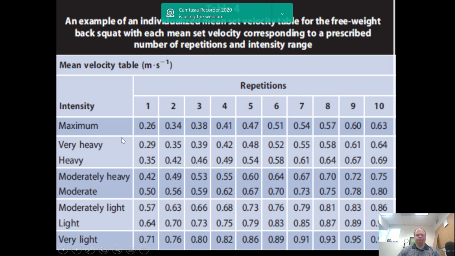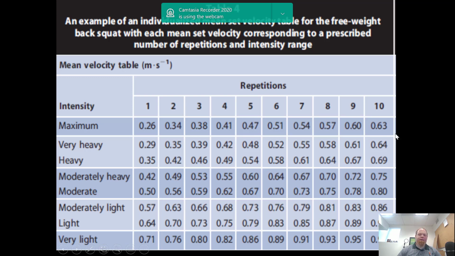Now, again, this is done with the back squat, and we know that this individual's 1RM for this group was about 0.26 meters per second. So if we want to do a single and we want it to be very light, we could look at 0.71, or if we wanted it to be heavy, we'd be at 0.35, okay? And that would be somewhere around 92%, I would say. And then moderately heavy, moderate, and we could see how it backs off there.